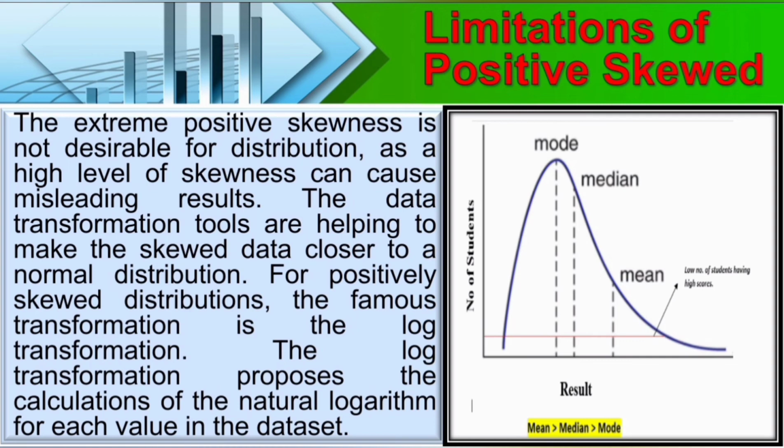For positively skewed distributions, the famous transformation is the log transformation. The log transformation involves calculating the natural logarithm for each value in the data set.